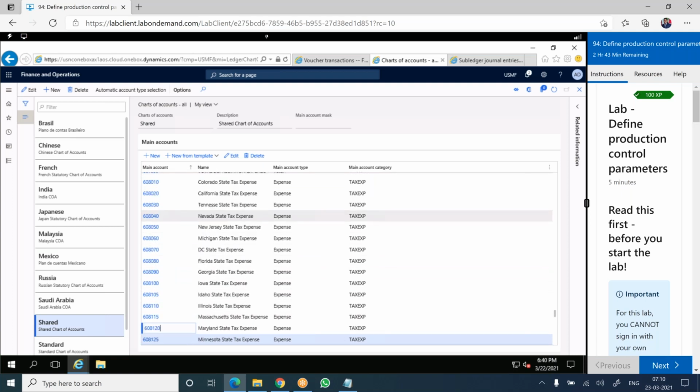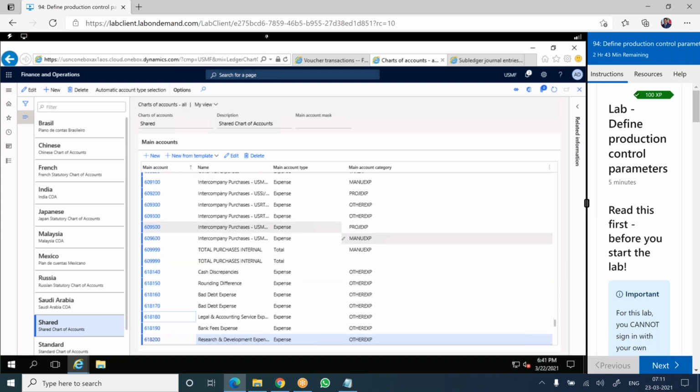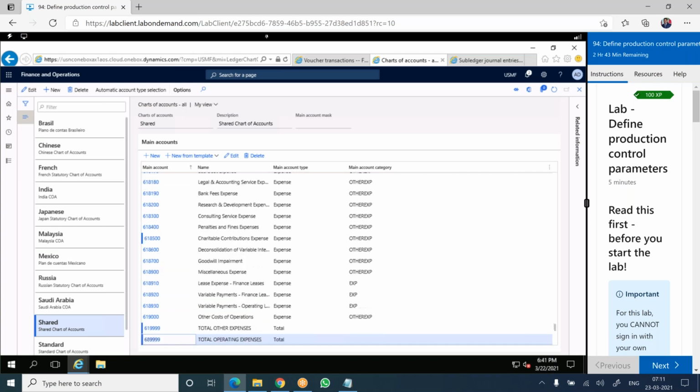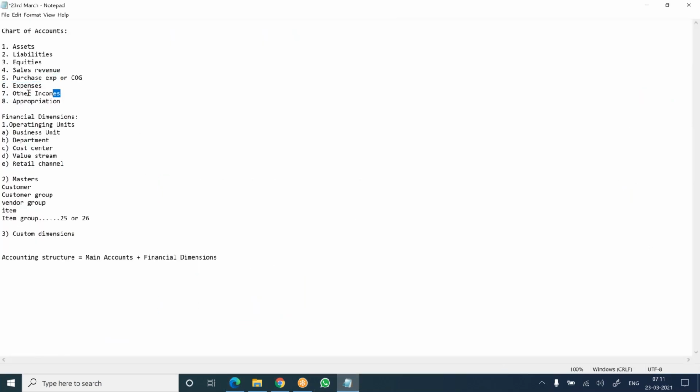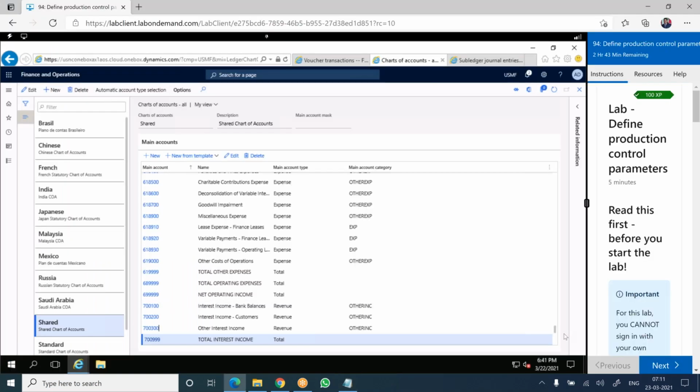Next, 7 series. Once 6 series is complete, see, in any organization 6 series will be more. Next, 7 series is revenue. This is other than sales, whatever revenue you are getting, that is other incomes. So other incomes is very less. 3 series and 7 series will be very less. Next, 8 series is appropriation. There are many calculations you will do. In this 8 series, some of them are expenses, some of them are liability, and so many other things.